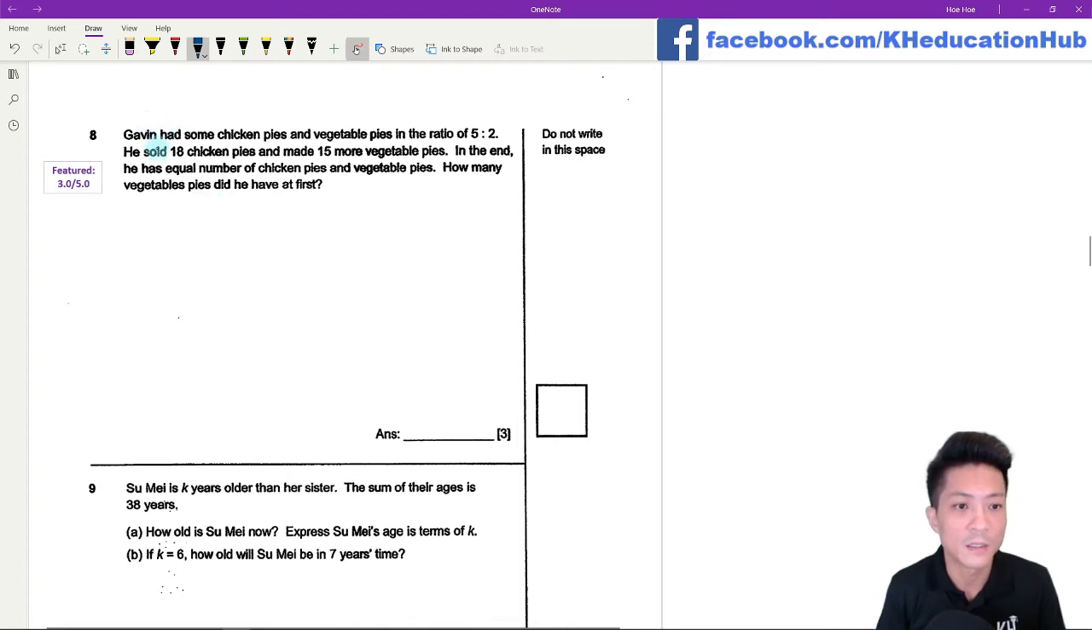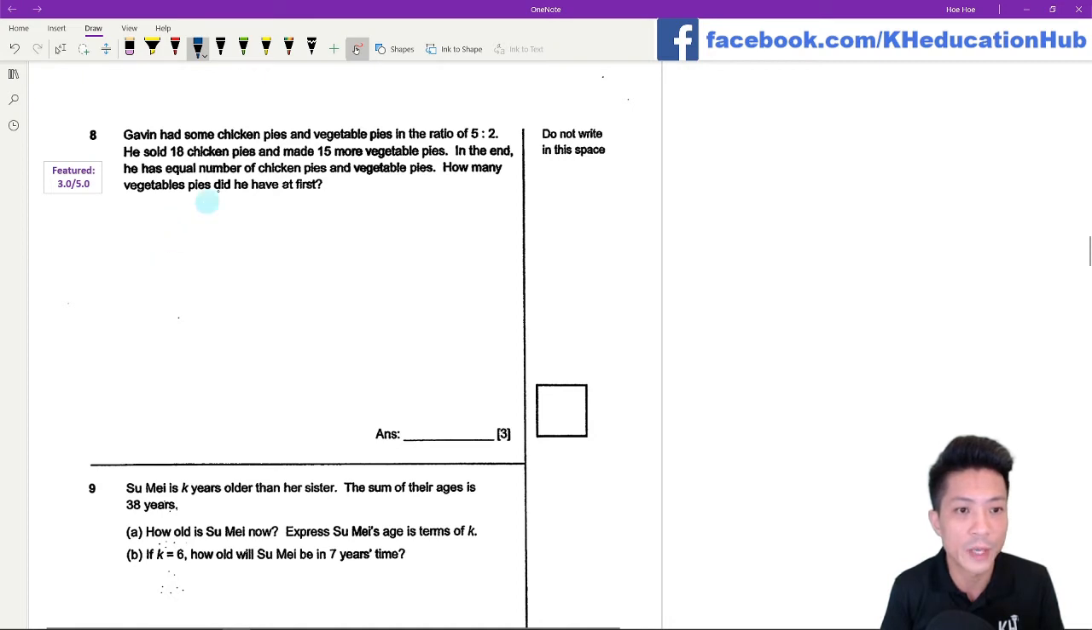Question 8. Gavin had some chicken pies and vegetable pies in the ratio of 5:2. He sold 18 chicken pies and made 15 more vegetable pies. In the end, he has an equal number of chicken pies and vegetable pies. How many vegetable pies did he have at first?